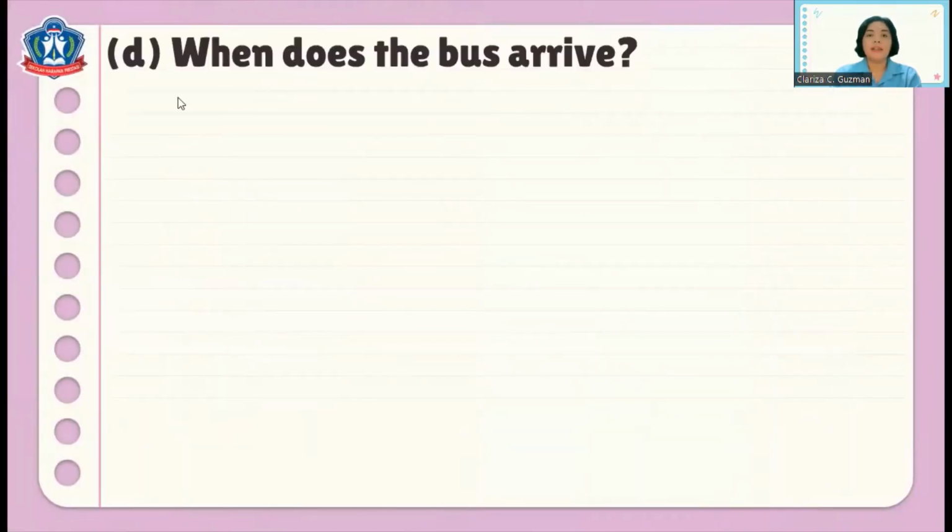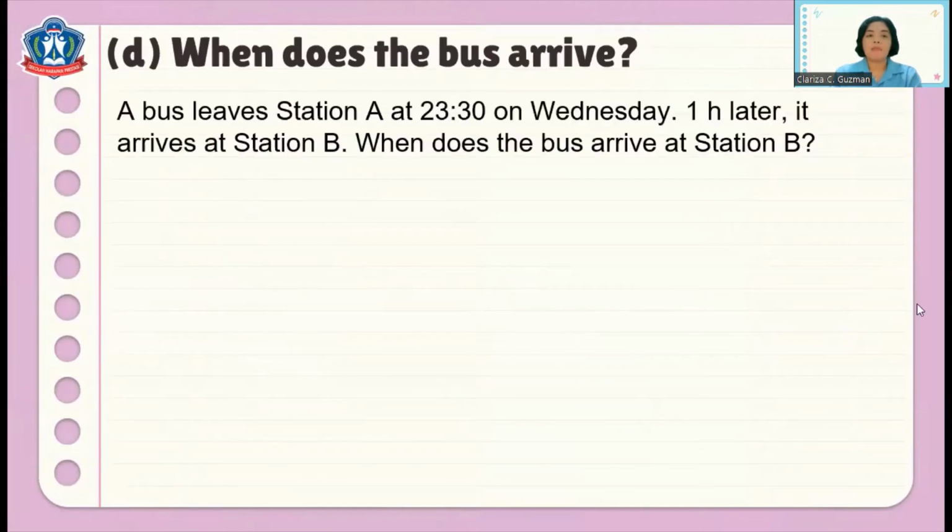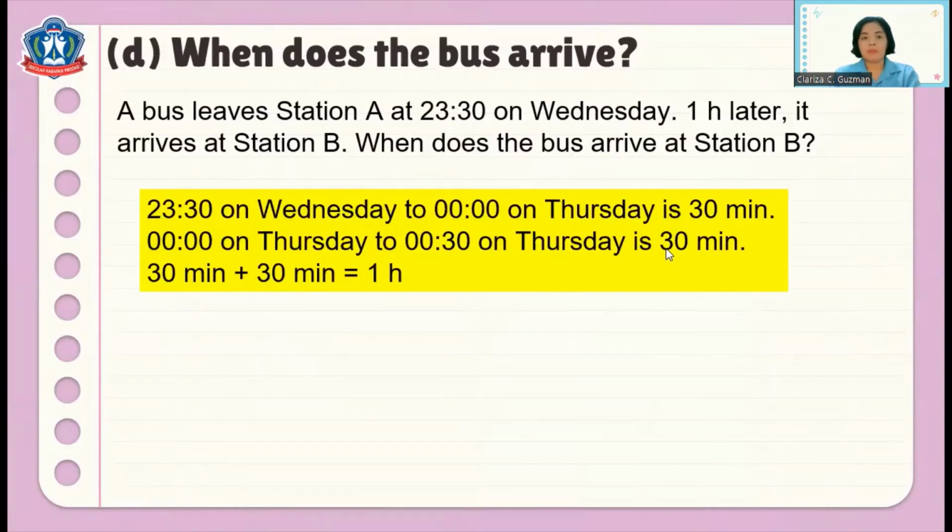I have here another problem. When does the bus arrive? A bus leaves station A at 23:30 on Wednesday. 1 hour later, it arrives at station B. So when does the bus arrive at station B?